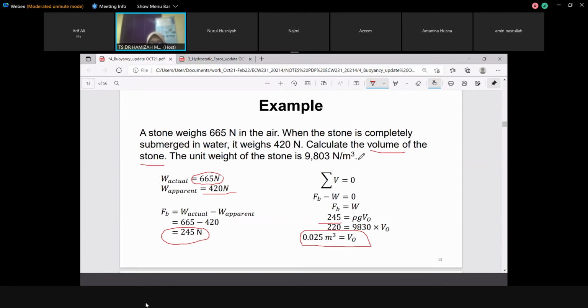Okay, unit weight ni adalah specific weight. Specific weight ialah 9803. So kalau you nak convert kepada density pun boleh. Ataupun you tak payah convert lah sebab specific weight ni formula dia adalah rho G. Sebab tu kita substitute rho G ni sebagai specific weight. Okay, if dia bagi density, you kena darab lah density darab dengan gravity. Then only you multiply with V object.